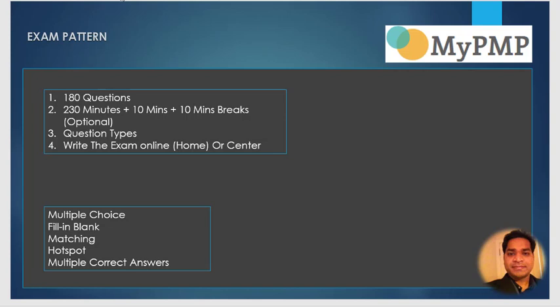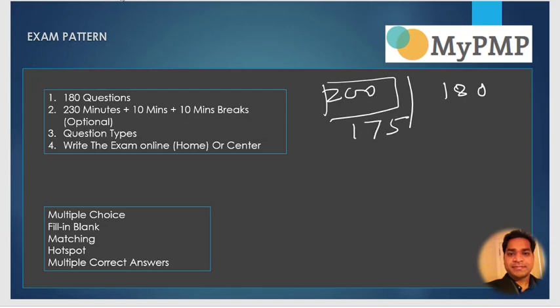Let's discuss the exam pattern. You remember we had 200 questions in the earlier PMP test. Now we'll have 180 questions, so 20 questions less. It's good news, isn't it? But out of the 200 questions, only 175 were used for evaluation earlier. Now also they will be using 175 questions for evaluation. The remaining 25 questions were earlier used for pre-test. Now 5 questions will be used for pre-test.